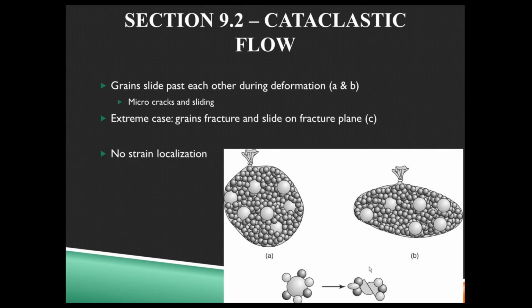Now, an important feature of this cataclastic flow is that there's no strain localization. There's no point in the rock that's straining the most. There's no point in the rock that has higher strain than the other. The grains are freely moving past each other and relieving the stress that way.